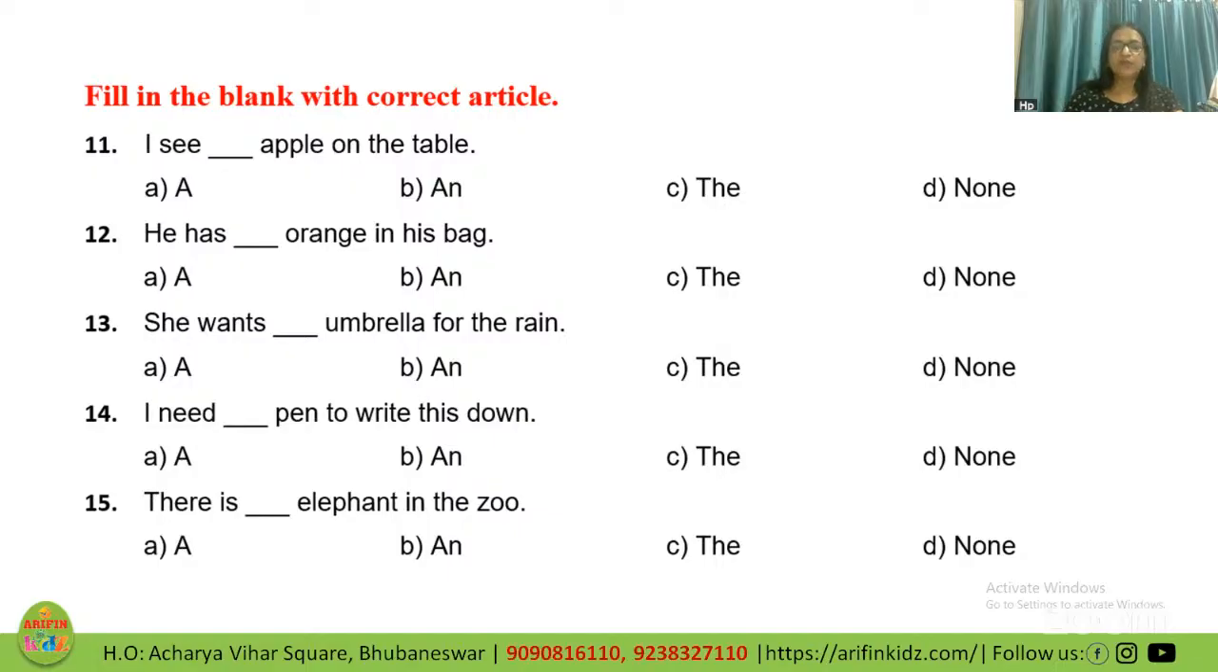Let's come to question number 14. I need dash pen to write this down. Which one is the 14A? Yes, I need a pen to write this down. So the correct answer is question number 14.